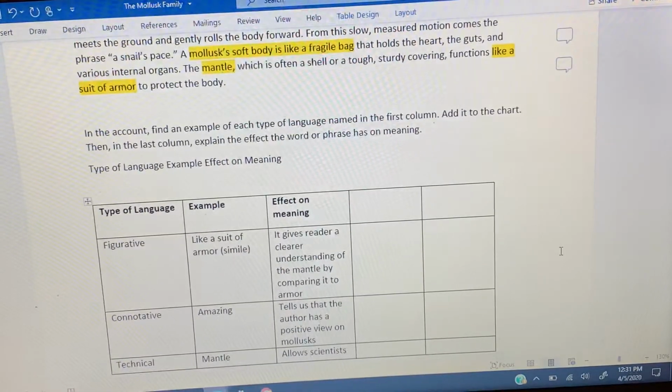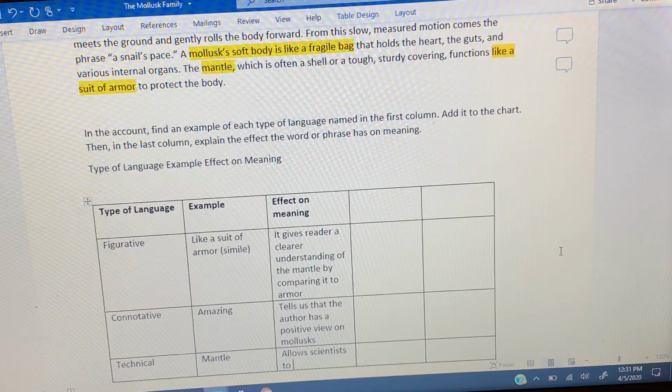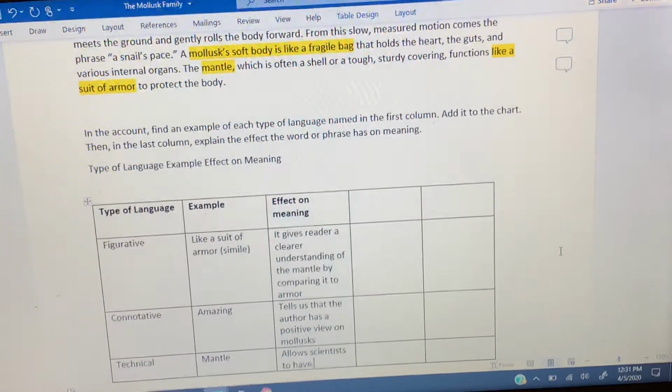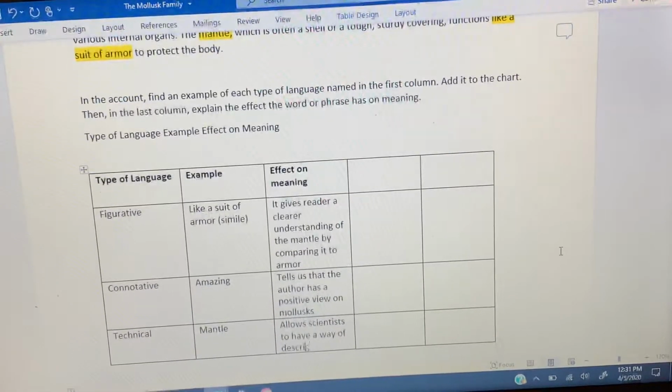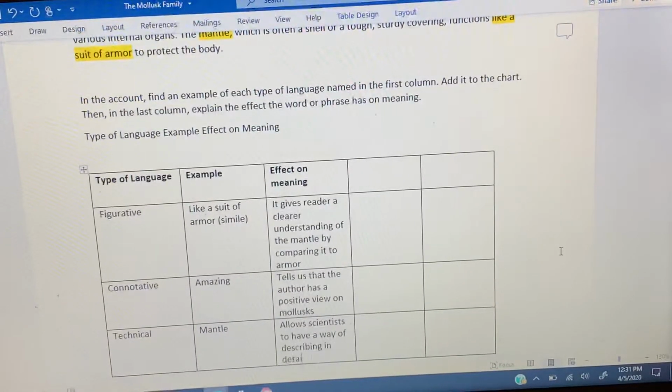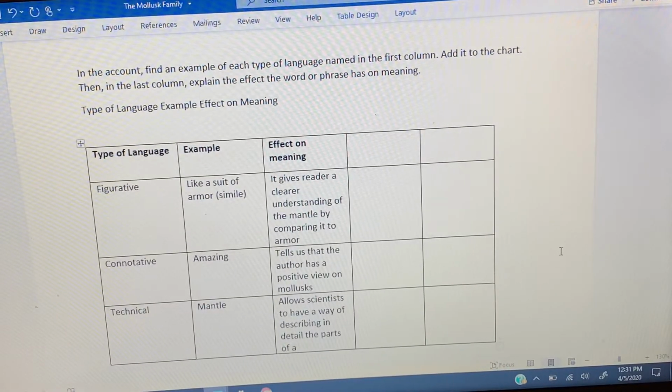It allows scientists to have a way of describing in detail the parts of a mollusk, and specifically in this part, the shell.